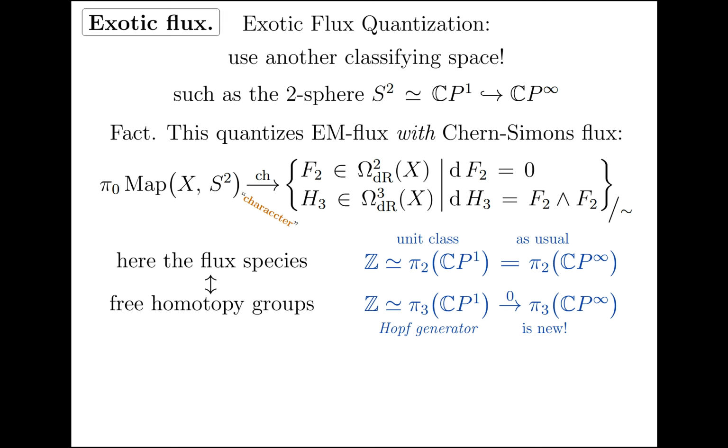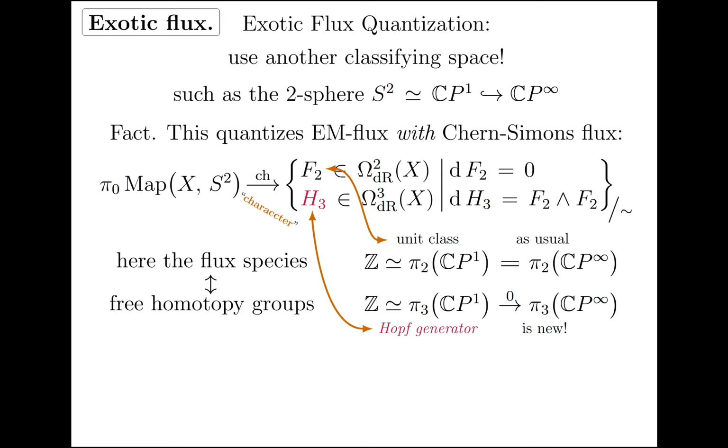And that class would go away as we re-embed our CP1 into CP infinity. So in this sense, this Hopf generator is the new topological class that is predicted to somehow affect our system, as we decide that it's not described by flux under ordinary Dirac charge quantization, but by this exotic quantization modeled by S2.